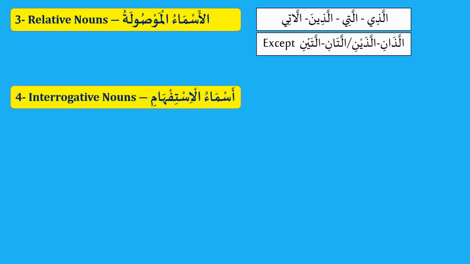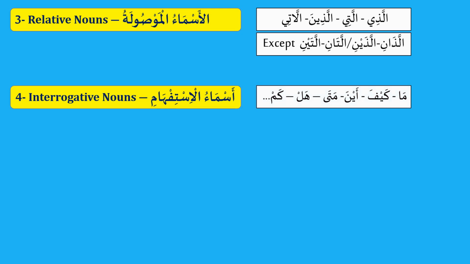Number 4, أسماء الاستفهام, question words or interrogative nouns. ما, كيف, أين, متى, هل, كم, so on, except one only, أي. It can get fatha or kasra, أي or أي. أي after verbs, before verbs. If there is a verb in the sentence, we can use أي, such as أي كتاب تقرأ, which book do you read? It can also get kasra if it is preceded by prepositions. في أي شارع تسكن, in which street do you live?